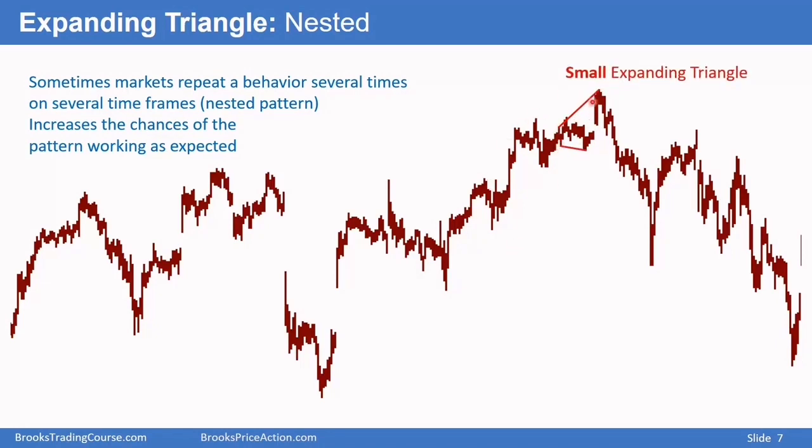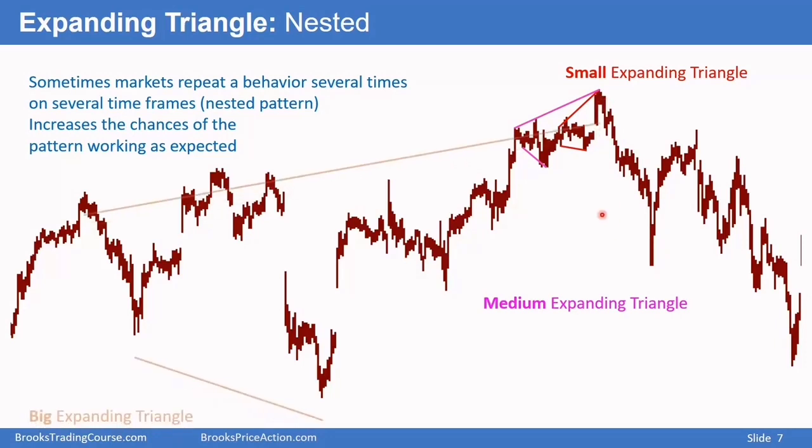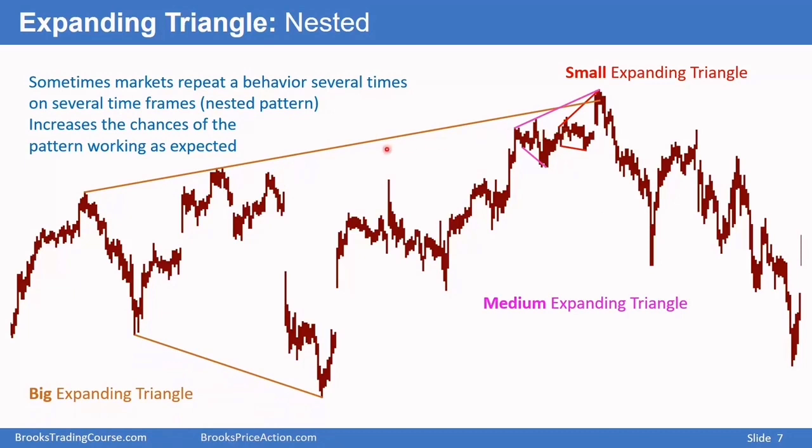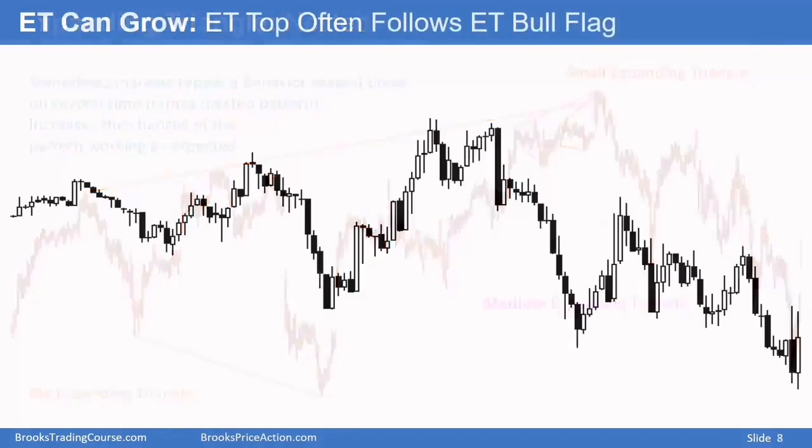Here we have an expanding triangle top, and it's within an even bigger expanding triangle top. So it's a nested expanding triangle top, has a slightly higher probability of success. It's also nested into a larger expanding triangle top. So a small expanding triangle, a medium expanding triangle top, and a very big expanding triangle top. That increases the chances that this reversal down will be profitable for the bears.